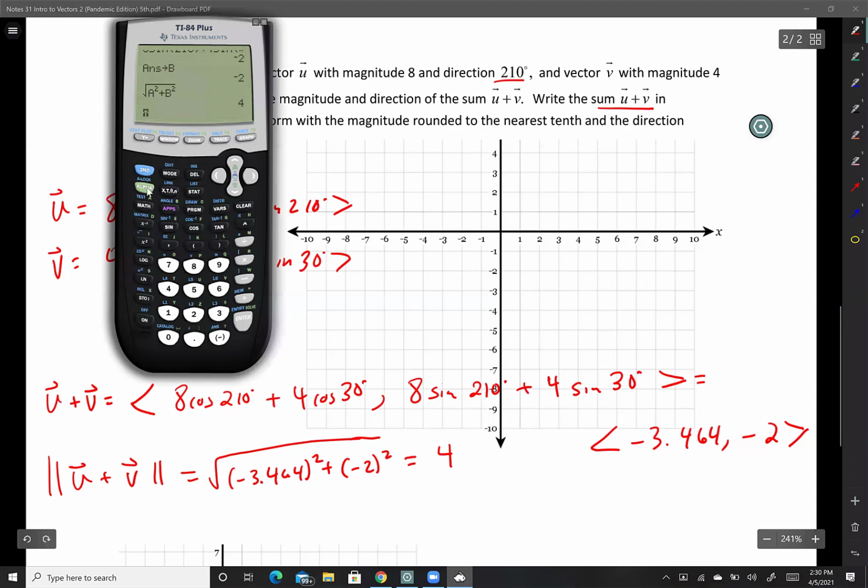But let's find out. Look, square root, you know that negative times the negative is positive. I'll go ahead and put it in parentheses. Negative 3.464, close it, put a square. And this is just for showing, guys, plus negative 2 squared. If you don't want to put the negative, that's fine. And let's see what it comes up with. 3.9999999. Of course, we know that it's a perfect 4.